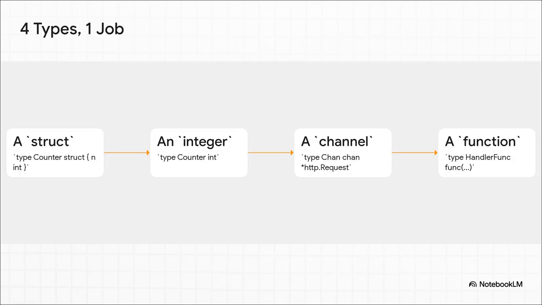So what does that actually mean? Well, a struct can be a web handler. Okay, sure, that makes sense. You can store state in it. But because of interfaces, an integer can also be a web handler. A channel can be a web handler. And, maybe the most mind-bending of all, a plain old function can be turned into a web handler. Just think about that. Four completely different kinds of things, all doing the exact same job, all because they satisfy that one simple, elegant contract.